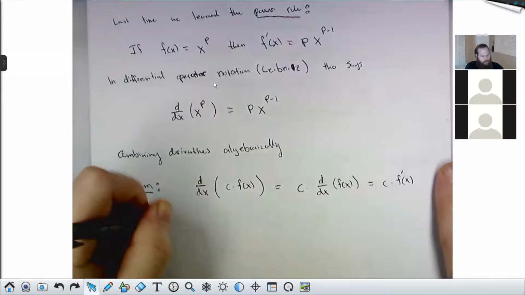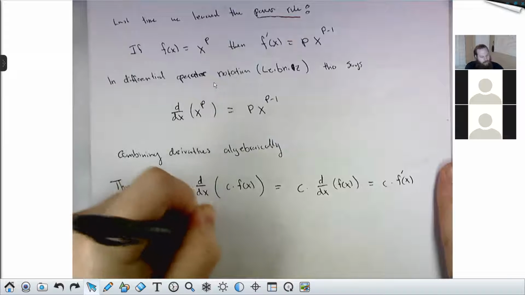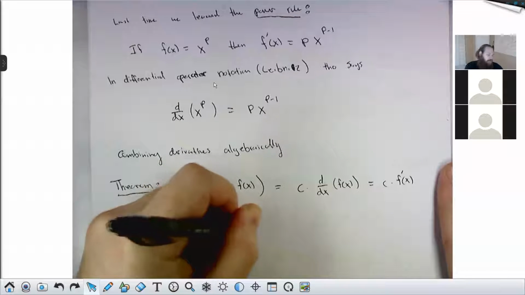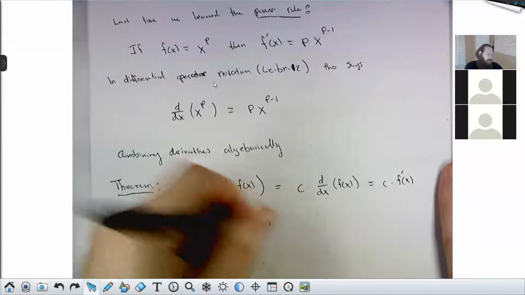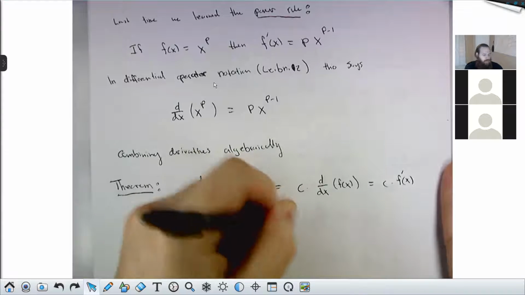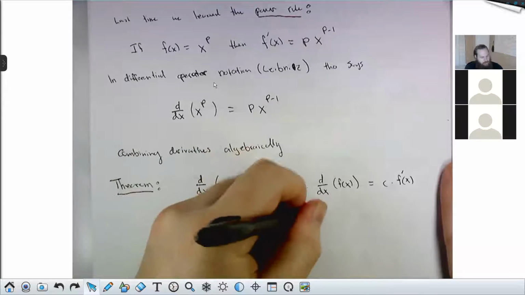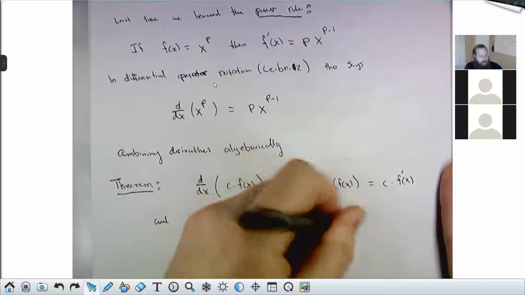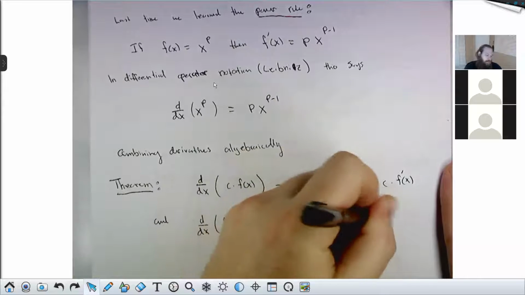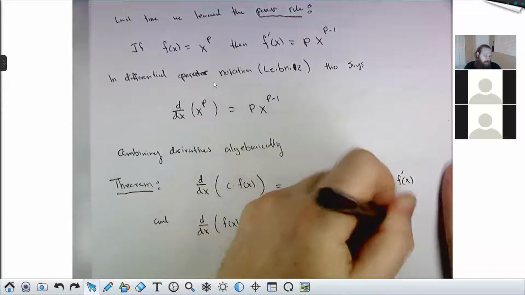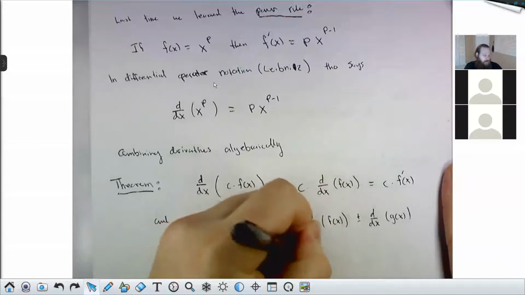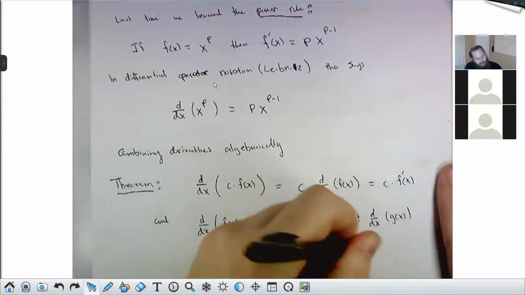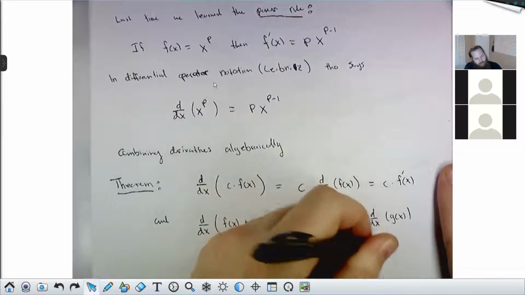And d/dx of a sum or difference of two functions is the sum or difference of the derivatives. That's d/dx of f of x plus or minus d/dx of g of x. Or in the prime notation, that's f prime of x plus or minus g prime of x.